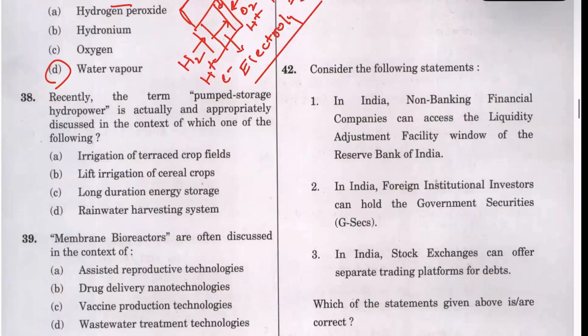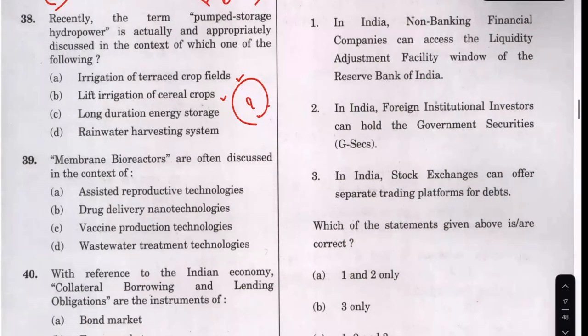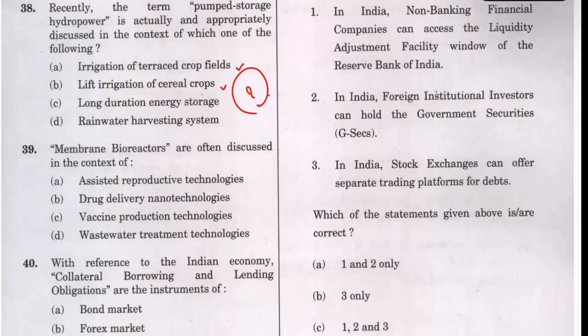Pumped storage hydropower is actually discussed in the context of, something they are pumping, long duration energy storage, rainwater harvesting system, lift irrigation for cereal, irrigation of terraced crop fields. This is something I do not know. So I'm not sure about this, so I will wait and watch. Membrane bioreactors are often discussed in the context of assisted reproductive technologies, drug delivery nanotechnology, vaccine production technology, wastewater technology. This also I am not sure.